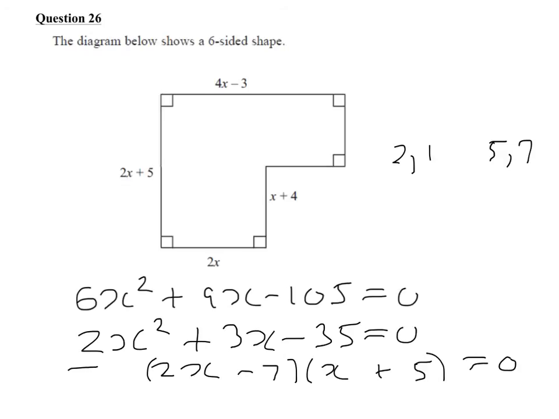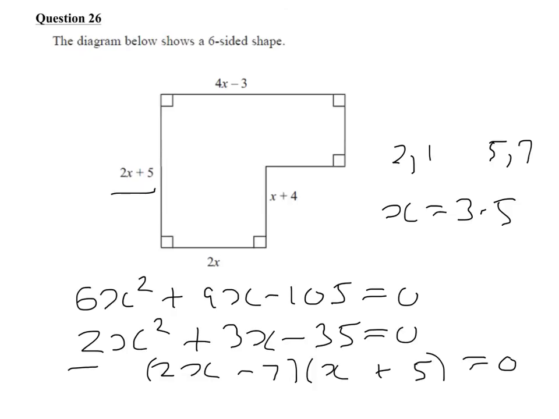Now, a negative answer won't make any sense, so I'm going to ignore the minus 5 solution, but I will take the solution from 2x minus 7. To make this disappear to 0, to solve the equation, x would need to be 3.5. So x equals 3.5.